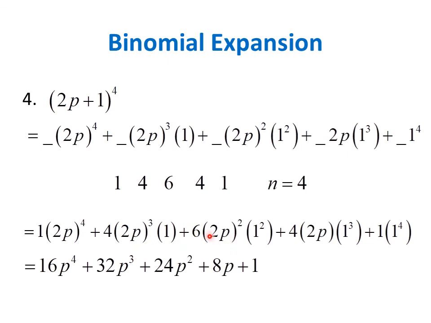Next term, we have this exponent. Let's start with that. So 2 squared, that is 2 times 2, 4, times 6, 24, times 1 squared. 1 squared is simply 1, so 24 times 1 is 24. And the remaining expression is p to the 2, or p squared. Next term, we have 4 times, 1 cubed is simply 1. So 4 times 2 is 8. And the remaining expression is p, plus 1 times, 1 to the 4 is 1, times 1 is still 1. Okay, so this is the binomial expansion of this expression. If you have any question, please leave a comment.